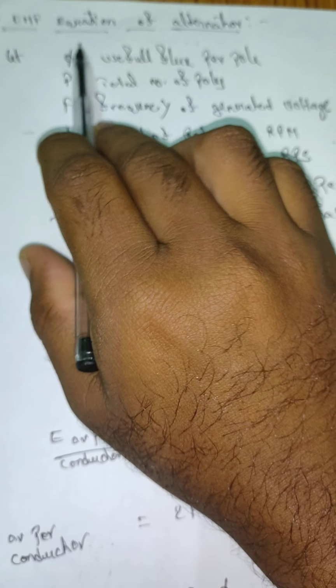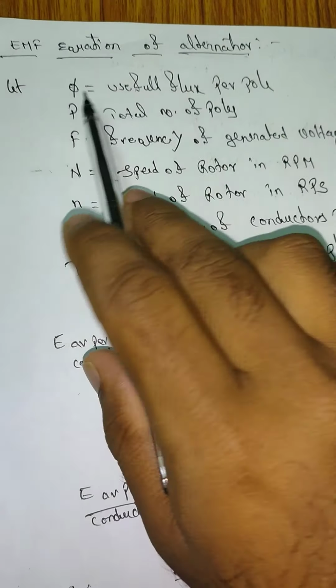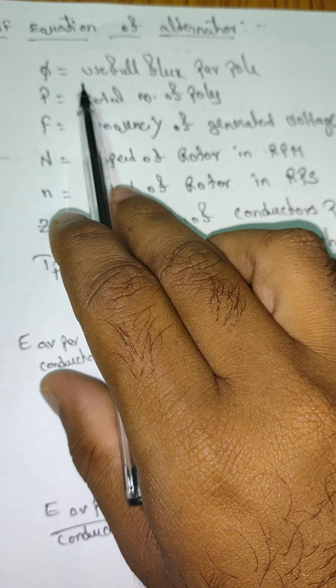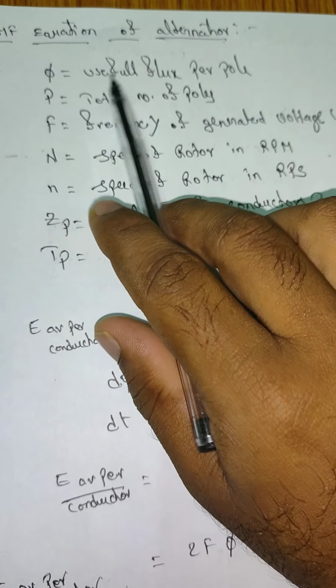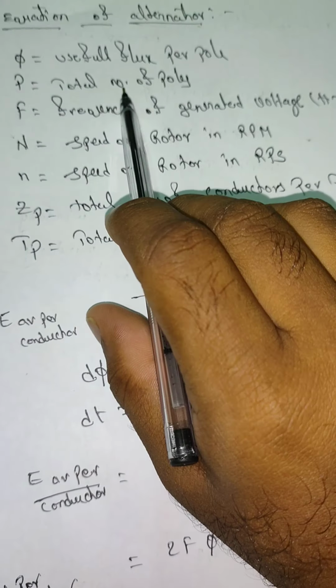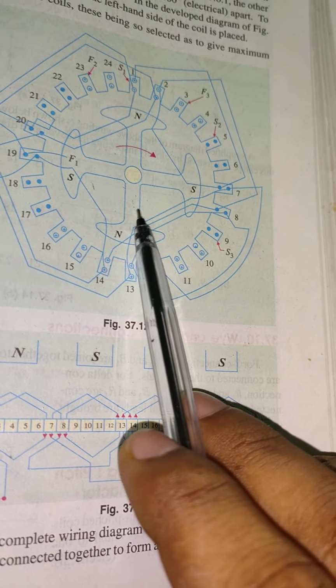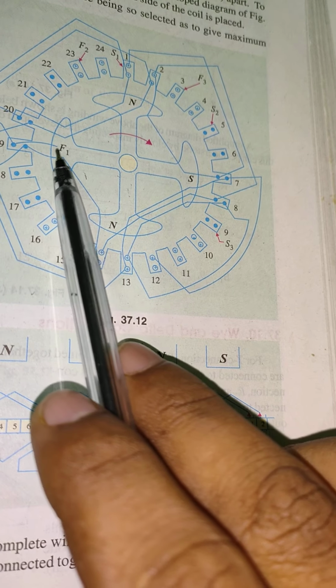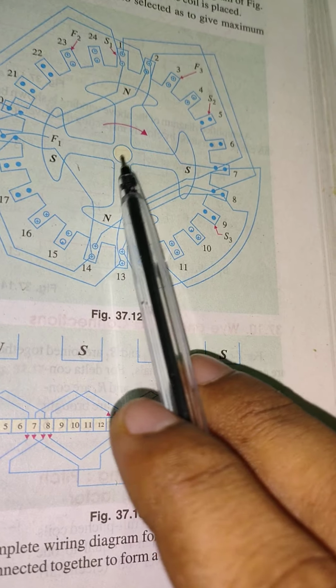Now in the EMF equation of the alternator, the first quantity is the flux. Due to the presence of poles, the flux passes from the north pole to the south pole. P is the number of poles. How many poles do we have? In the given diagram we have two poles, a north pole and a south pole, so it is a two-pole system.